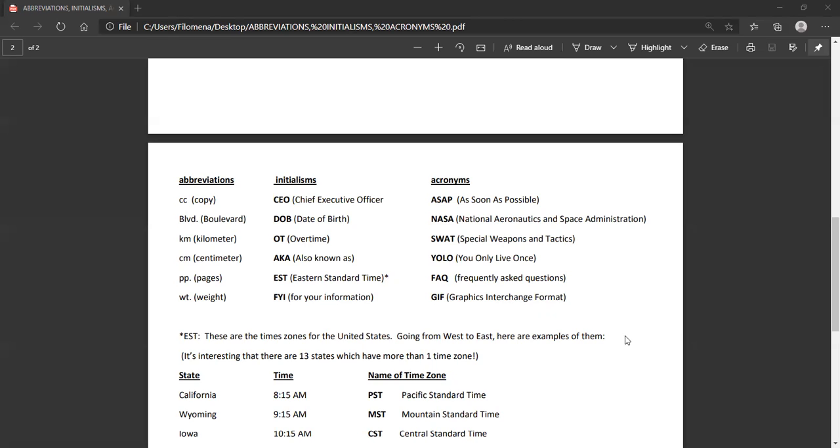AKA means also known as. Sometimes this is used if you have a different name or if you have a nickname. For example, perhaps your name is Mary Elizabeth and people call you Mel or Liz. Then you can say, her name is Mary Elizabeth, AKA Mel or AKA Liz.